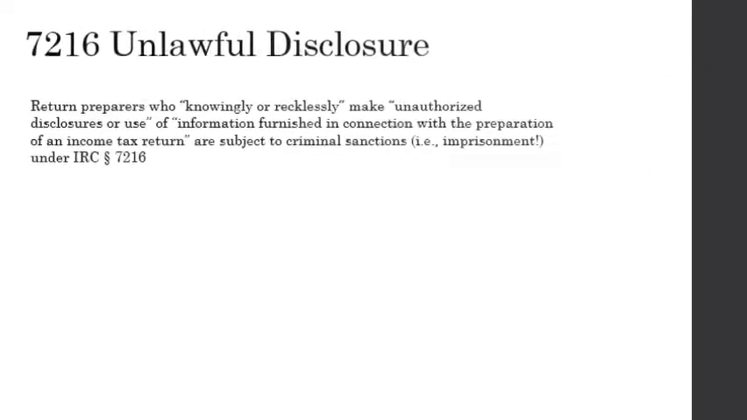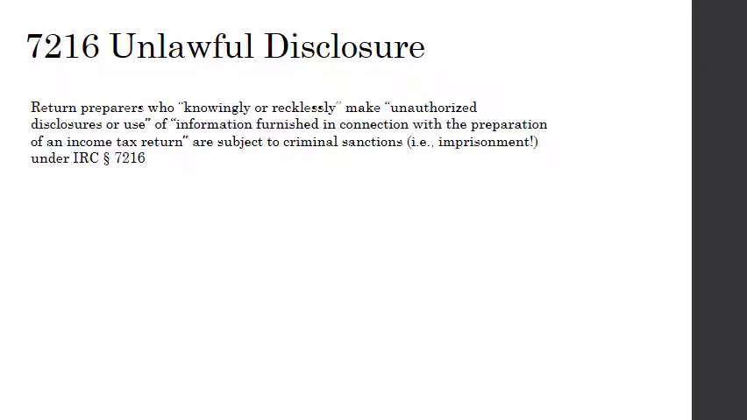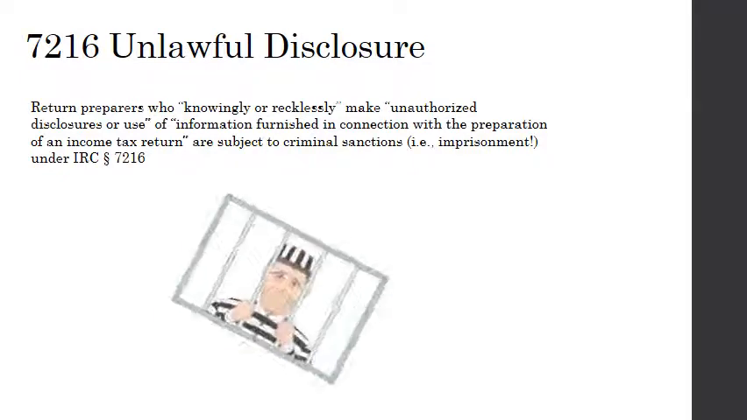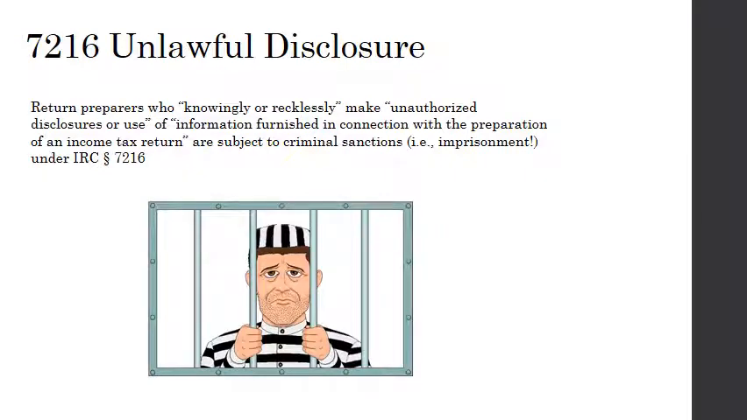7216 Unlawful Disclosure. Return preparers who knowingly or recklessly make unauthorized disclosures or use of information furnished in connection with the preparation of an income tax return are subject to criminal sanctions, i.e., imprisonment, under IRC Section 7216.